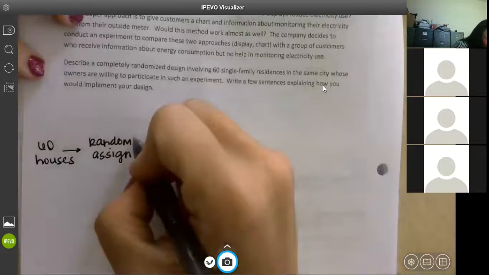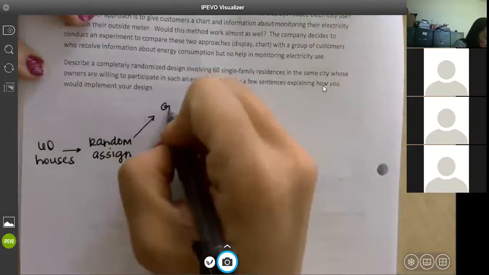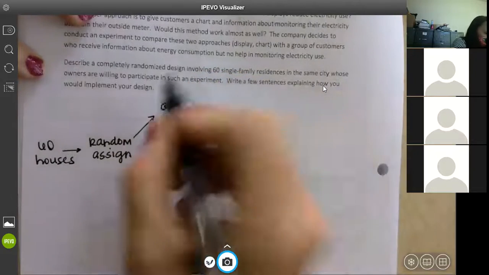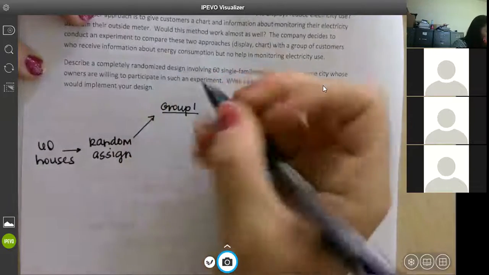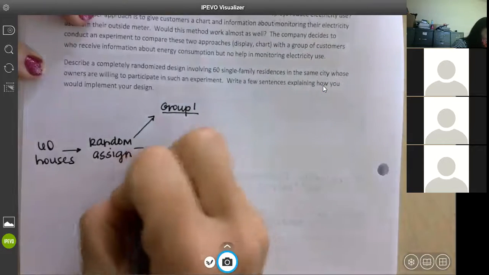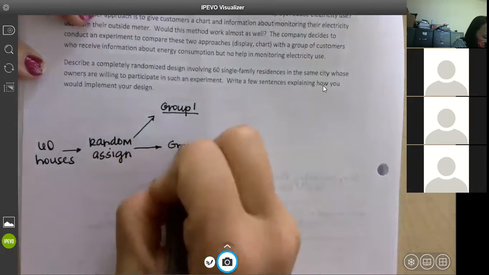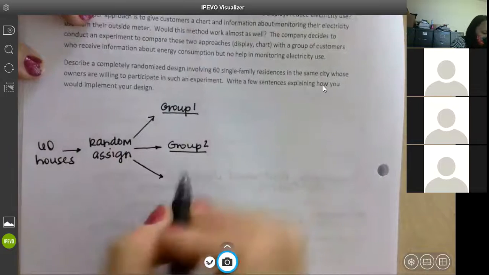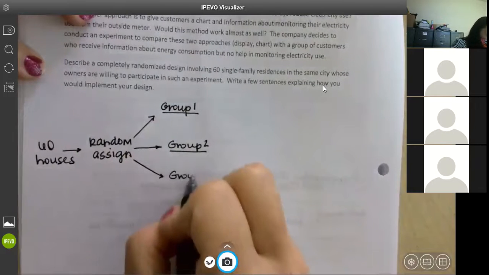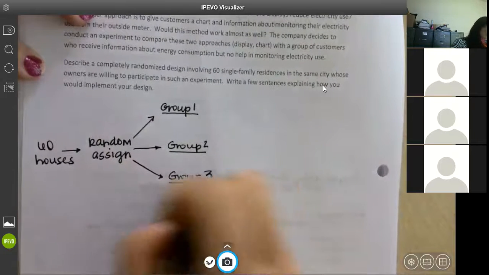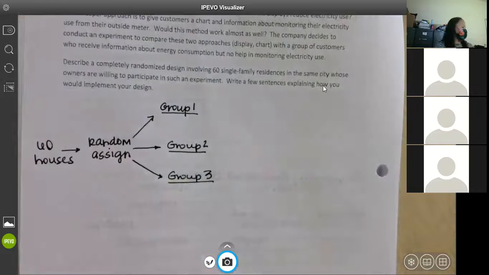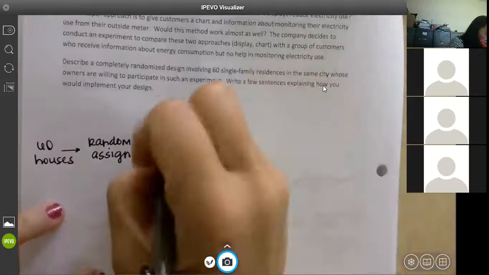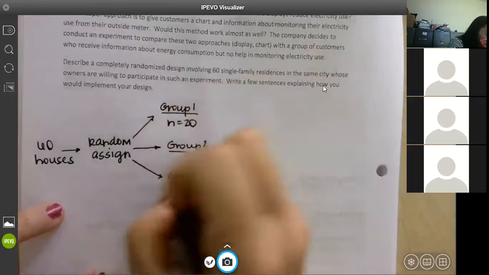Your first group, your second group, and your third group. My question is, how many in each group? That's what you need to write now. 60 houses, how many in each group? 20. N equals 20.